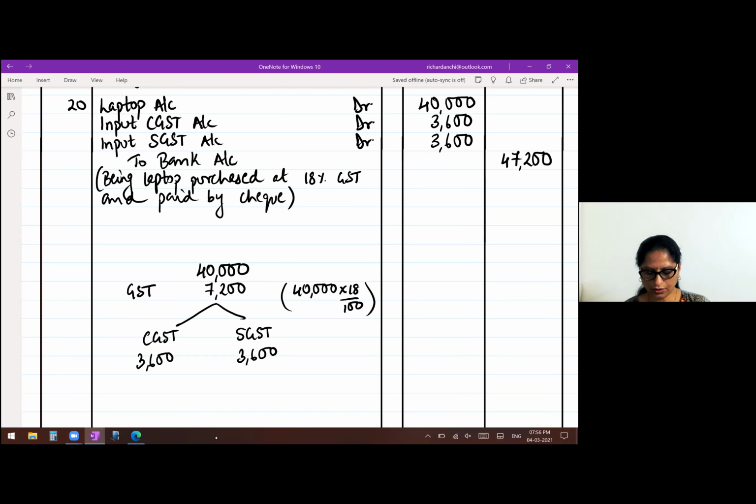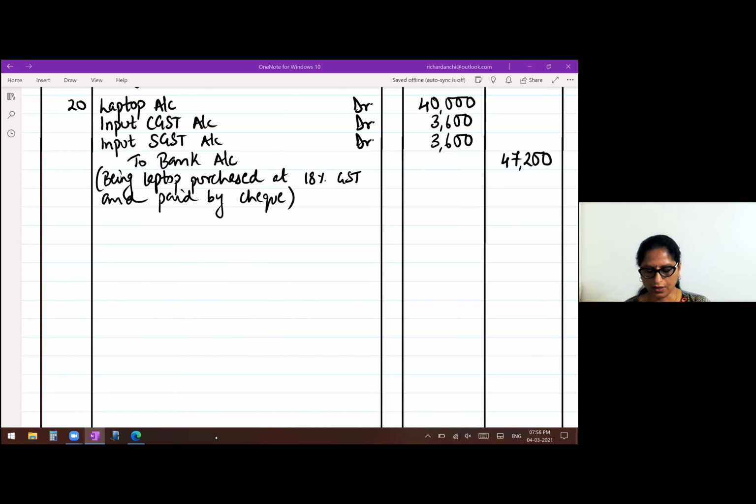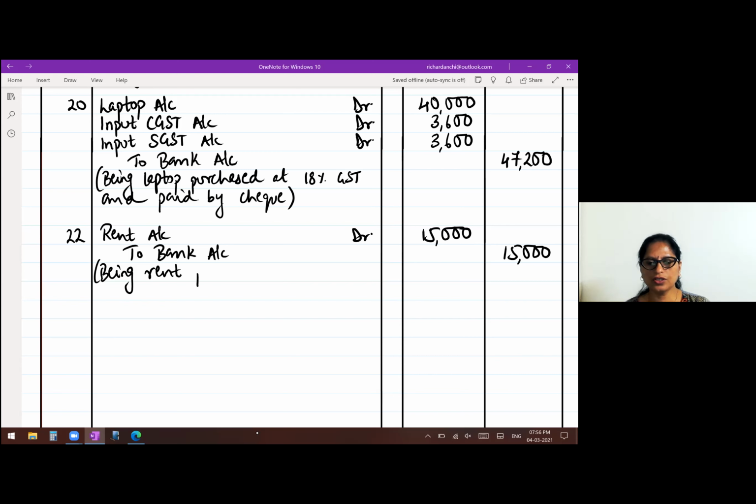Okay, next transaction. This is on the 22nd. It's rent paid by check rupees 15,000. Now rent again is you're paying, so it's a nominal account. It is an expense and you're paying by check. So you have to use the term bank. So rent account debit 15,000 to bank account 15,000. Narration being rent paid by check. You get the narration from the transaction itself. Okay, 25th.